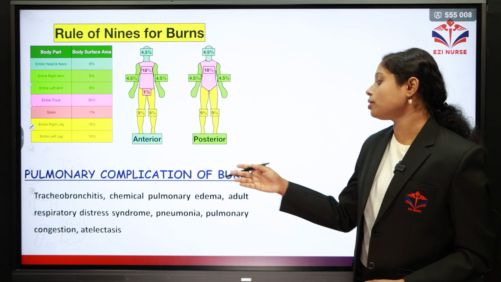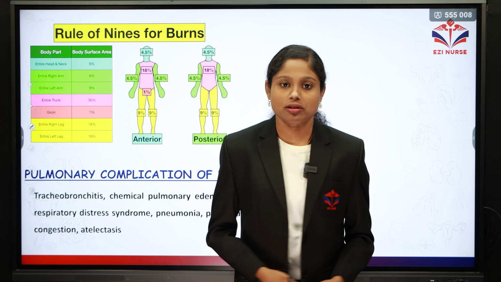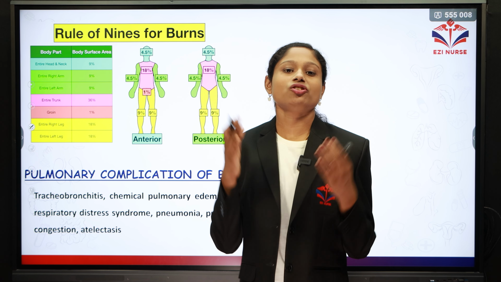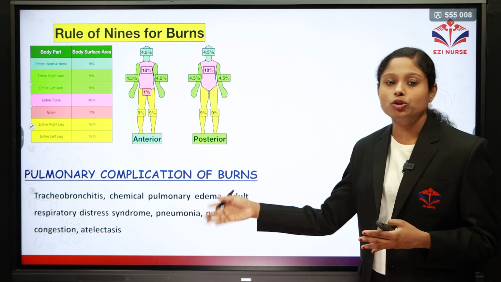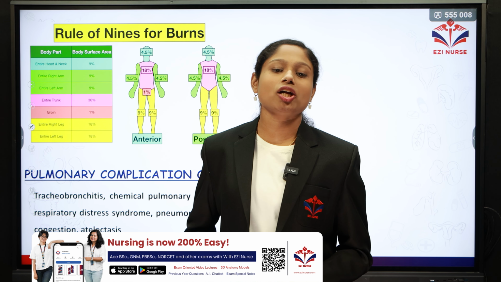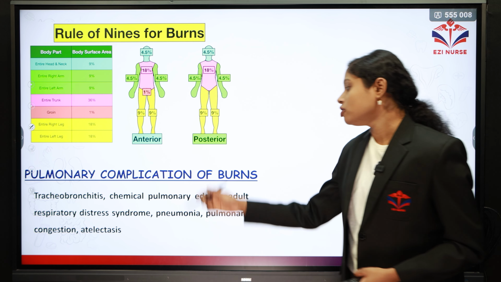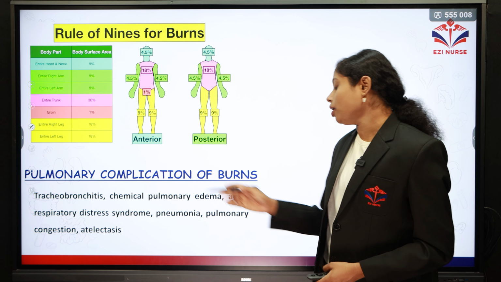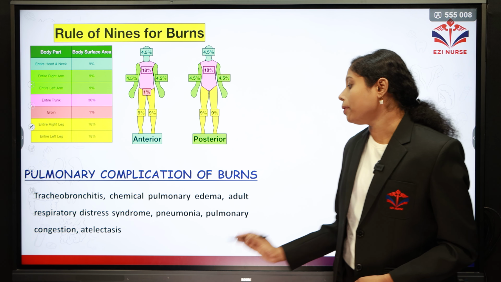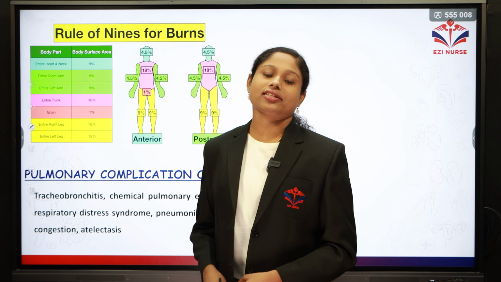Now let's discuss the pulmonary complications of burns. It's a 2 mark question. It is a repeated question. So don't forget, while studying you need to study the pulmonary complications of burns. So what are the pulmonary complications? Let's discuss. Tracheobronchitis, chemical pulmonary edema, adult respiratory distress syndrome, pneumonia, pulmonary congestion and atelectasis.